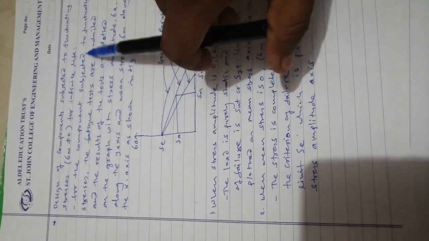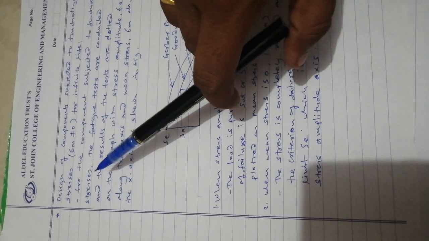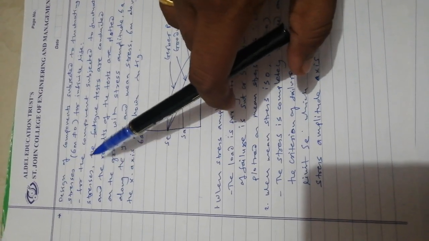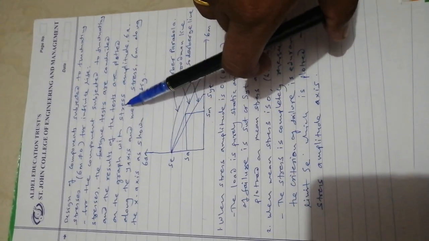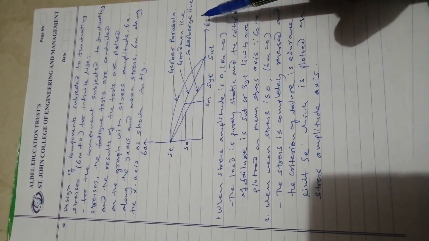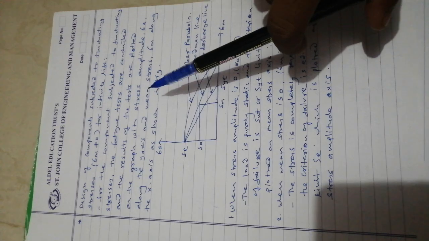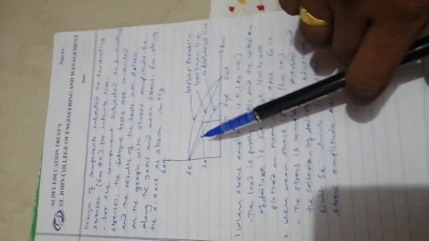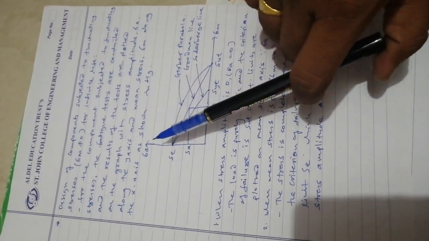Now for a component subjected to fluctuating stresses, fatigue tests are conducted. If there is a fluctuating load, fatigue tests are conducted, and the results of these tests are plotted on a graph. It's a very important graph. Here we can see the graph which has sigma m on the x-axis, that is the mean stress, whereas sigma a on the y-axis is the stress amplitude. So the fatigue tests are carried out and the readings are plotted on the graph having mean stress on the x-axis and stress amplitude on the y-axis.